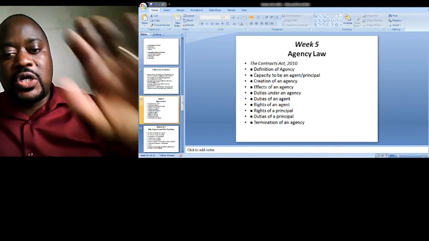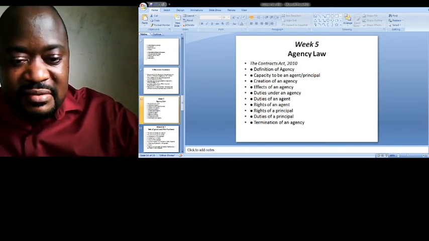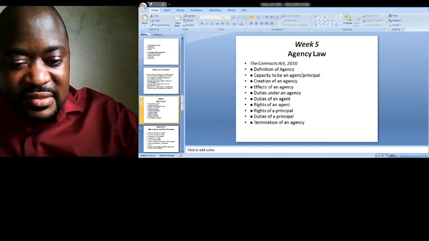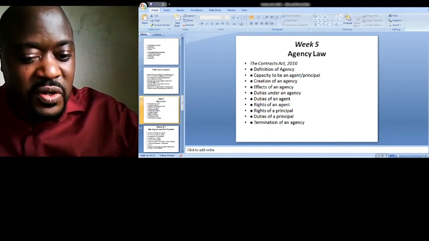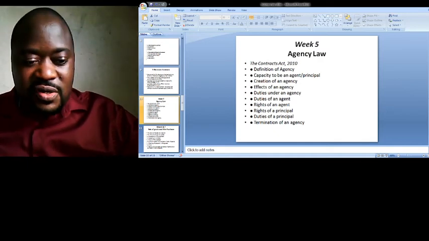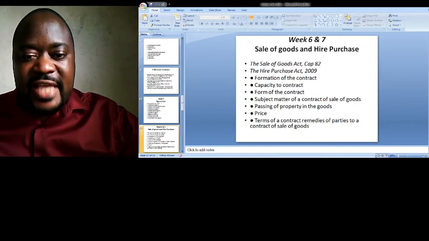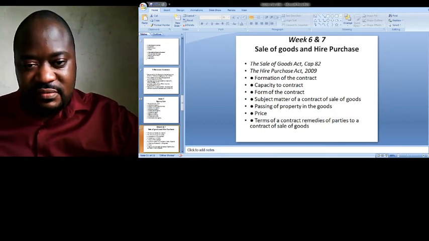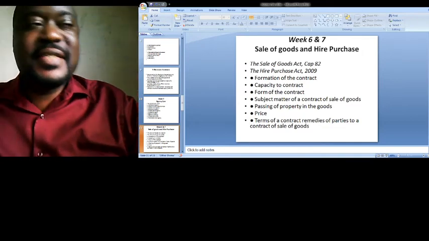So we'll look at the law of agency. We'll define what an agency is, types of agencies, the duties of agents, duties of a principal, and how this relationship comes to an end. Then we'll also look at sale of goods and hire purchase. It is important for us to look at sale of goods.